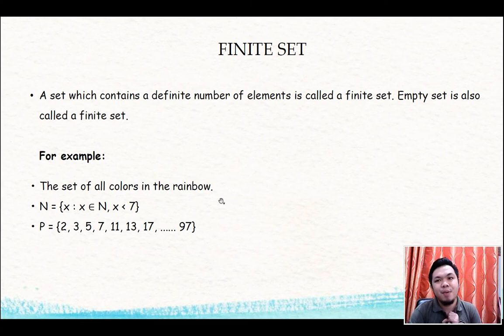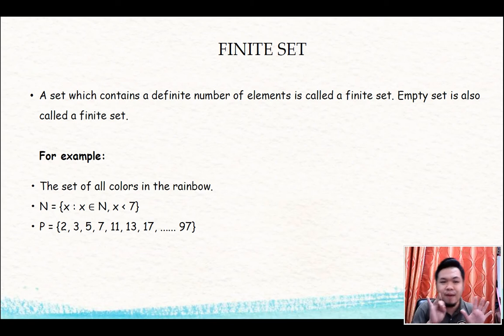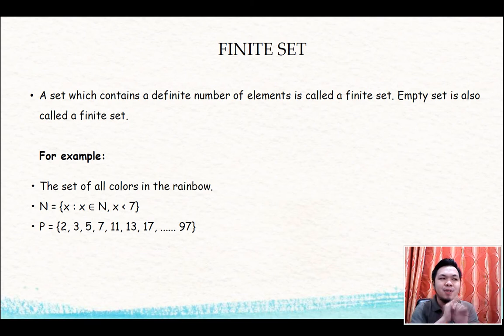So, ano ba yung mga colors ng rainbow? Red, orange, yellow, green, blue, indigo, violet. So, yung 7 colors na yun yung nasa colors of the rainbow. So, yung elements na yun ay fix. Kaya po, finite set. Then, another example.